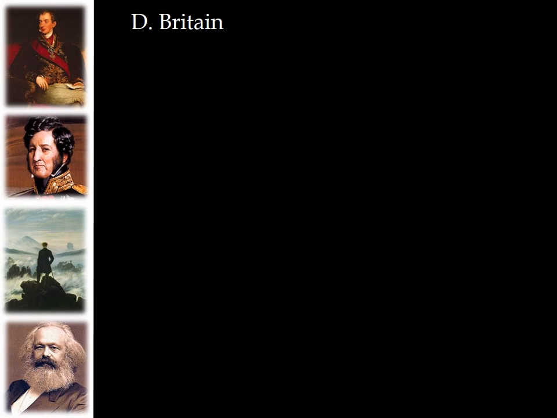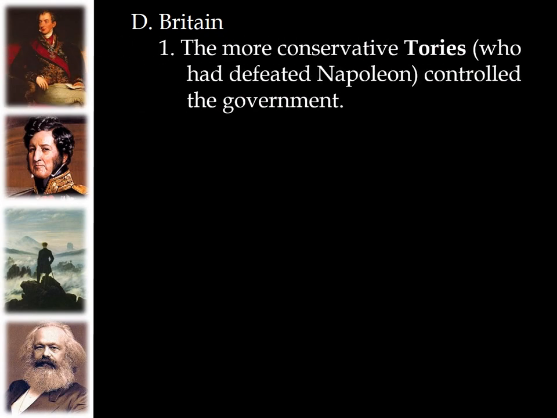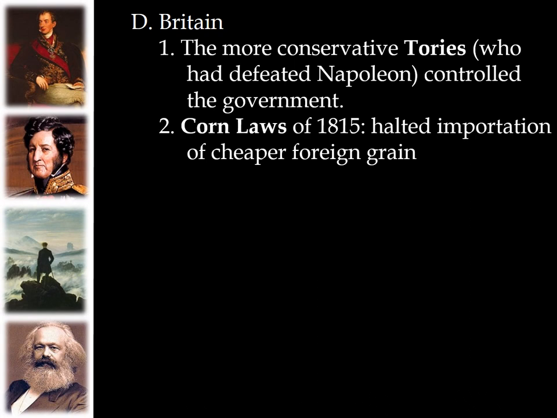Britain, however, will be a little different. Now, the more conservative of the two parties in the two-party system of England were the Tories. They were the ones that had been in charge of Parliament, had the majority in Parliament during the Napoleonic Wars. So they were given a lot of power, and could maintain themselves in power because they had been the ones that defeated Napoleon. And so they were the majority in the government in England throughout the early 1800s.